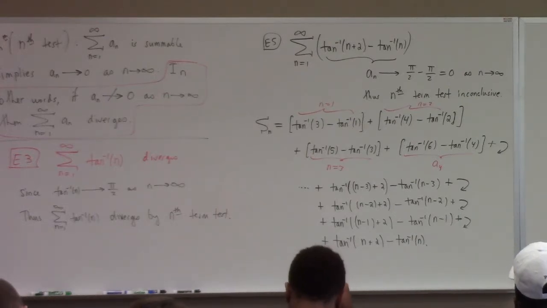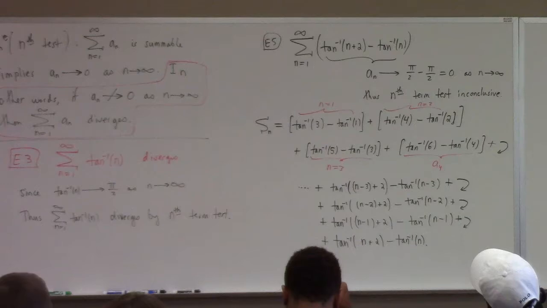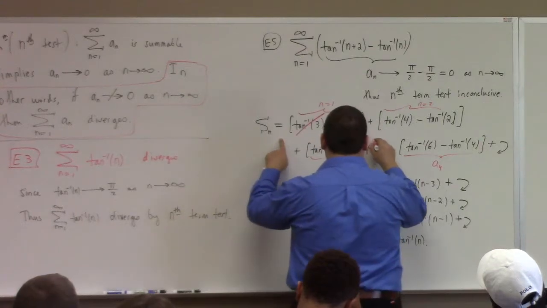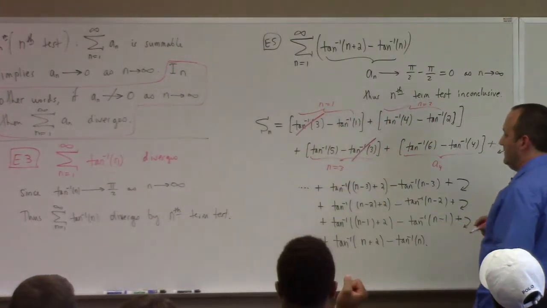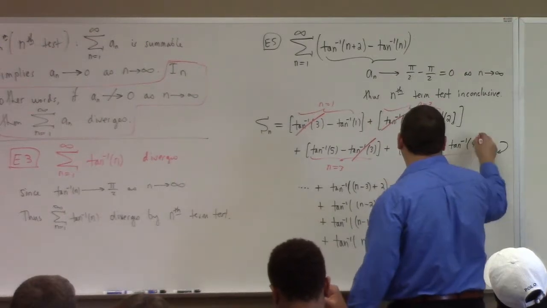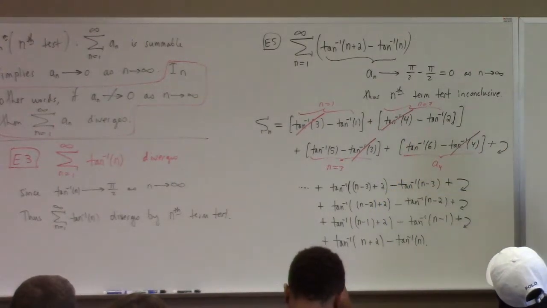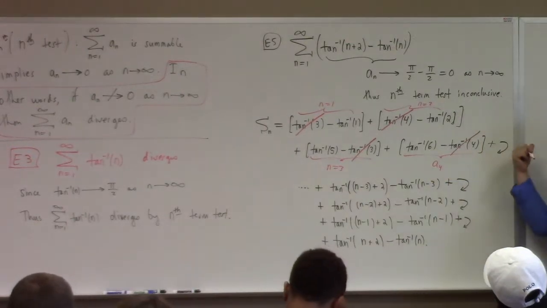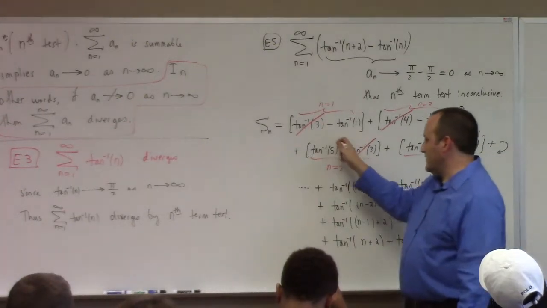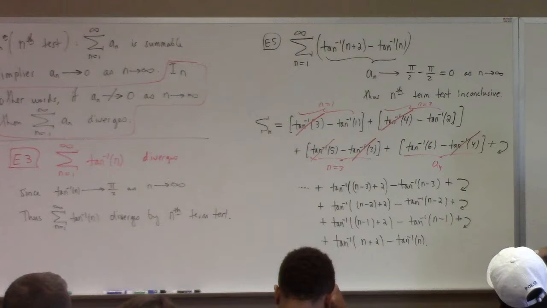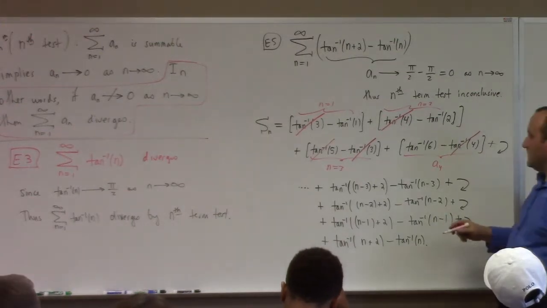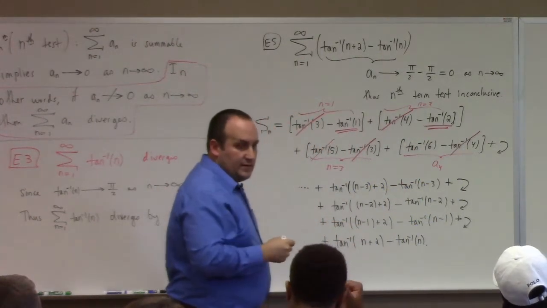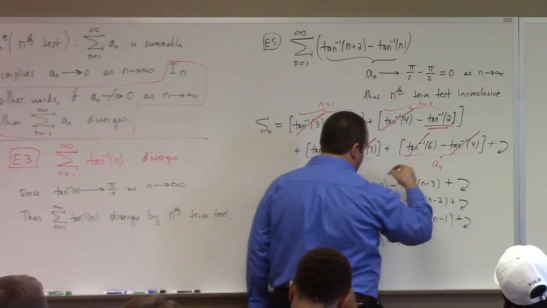What happens? Telescopes, yeah. So check it out. This tangent 3 cancels with that minus tangent 3. This tangent 4 cancels with that inverse tangent, right? And there's an inverse tangent of 5 subtracted in the next term I didn't write down, right? So this cancels as well. What's left over? What's not canceled? Right, this guy and this guy are not canceled by anything in the partial sum. This one's also canceled by something I haven't written.